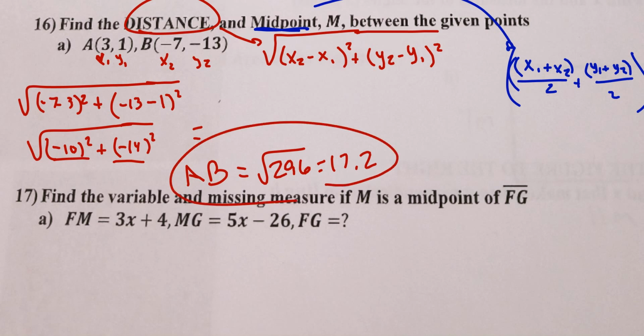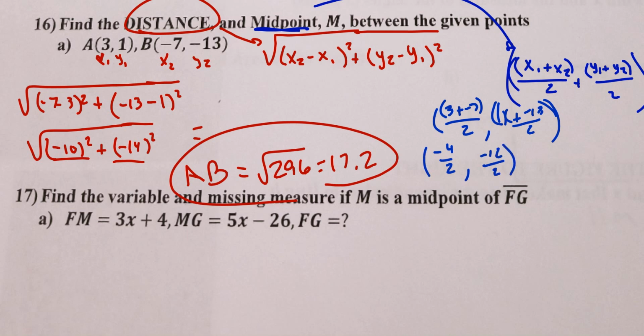Now the midpoint, I'm going to plug in x1, so I'm going to do 3 plus negative 7 all over 2, and 1 plus negative 13 all over 2. Make sure you do the top all by itself first. Do 3 plus negative 7 to get negative 4, then divide by 2. Do 1 plus negative 13 to get negative 12, then divide by 2. Because your midpoint M should be negative 2, negative 6. And that's it for 16.